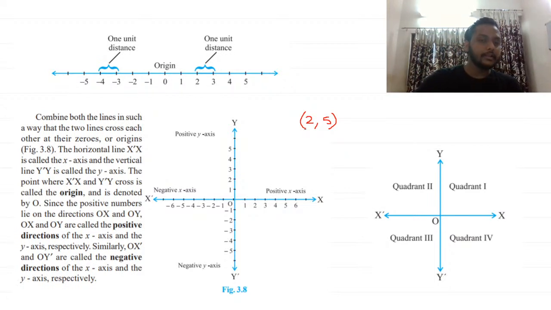Okay, so I was telling you that you have a point (2,5). Very good. So when I'm talking about (2,5), both x and y are positive. Now I ask you one thing, guys: in which quadrant are your x and y both positive? Tell me, in which quadrant are your x and your y both positive? Guys, come on, tell me.